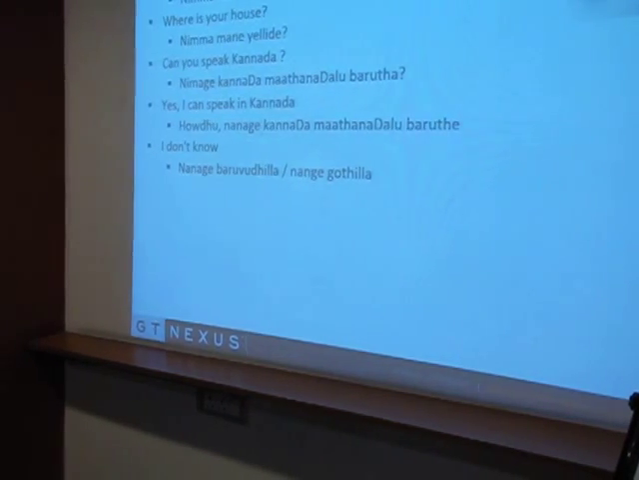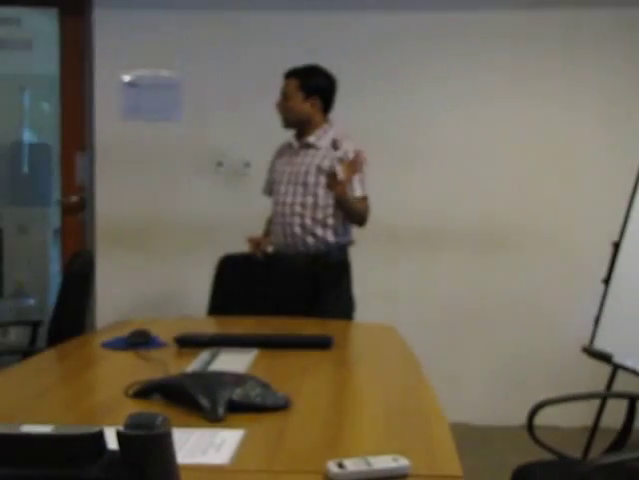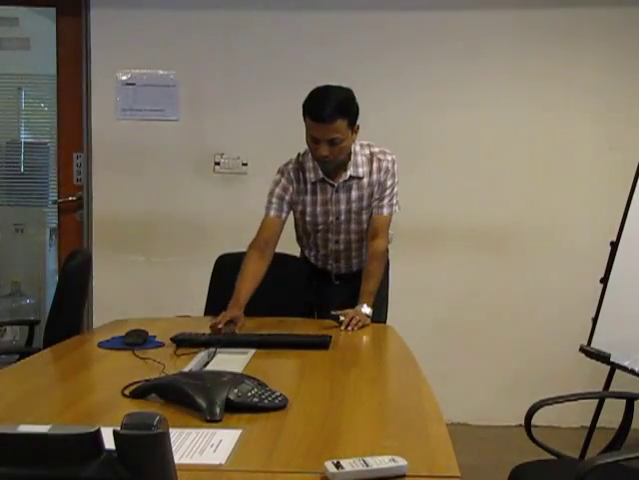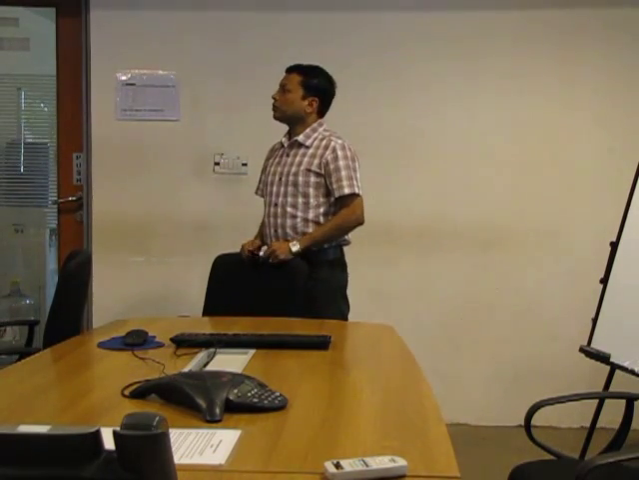Nanage baruvudilla. Nanage gottilla. Both are correct. How do I go there? It starts, you see, an I is there, no? Start with Nanu. So you can say Nanu or Nau.